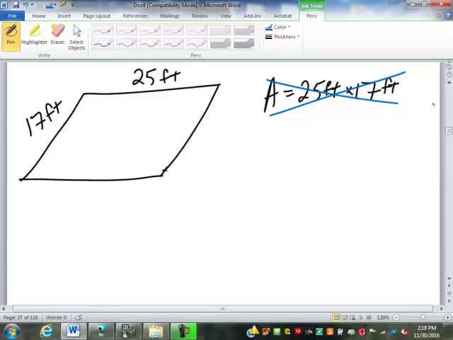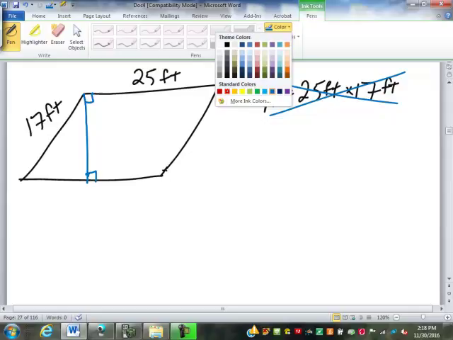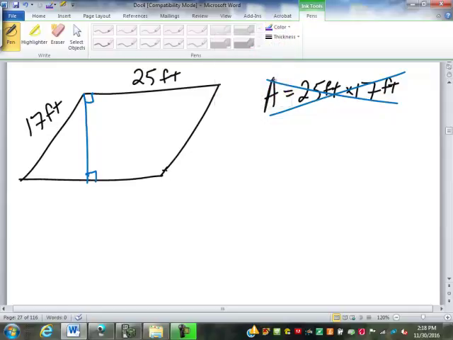Because when we do the area, we have to multiply two dimensions that are perpendicular, that form right angles. So what I need is this distance across here at a right angle. I have to either give you that distance or some other information. If I tell you that this here is 8 feet, we can now find that, because this has to make a right angle. If it's perpendicular, it has to make a right angle in every direction.